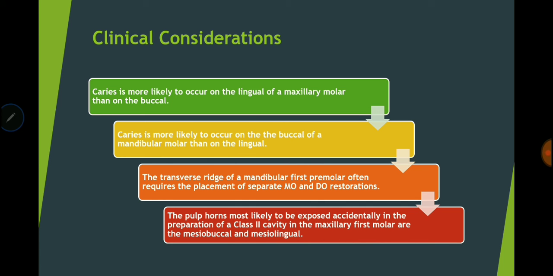And so more clinical considerations. Caries is more likely to occur on the lingual of the maxillary molar than on the buccal. That's because of the distal lingual groove. Remember there's a distal lingual groove right next to the oblique ridge.